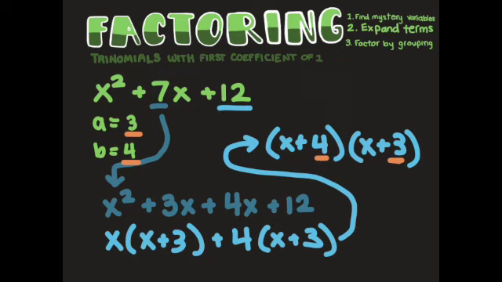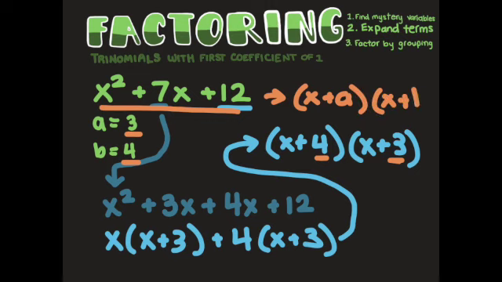So if you're in a hurry and you don't want to do all of these steps, all you would really need to do is figure out what a and b are, and then you can turn something like this into just x plus a times x plus b. And it's good to keep in mind that if this were instead x squared minus 7x, this might be x minus a times x plus b, or x minus a times x minus b. So just keep the signs in mind, but it pretty much works for everything as long as the coefficient of the x squared term is 1.